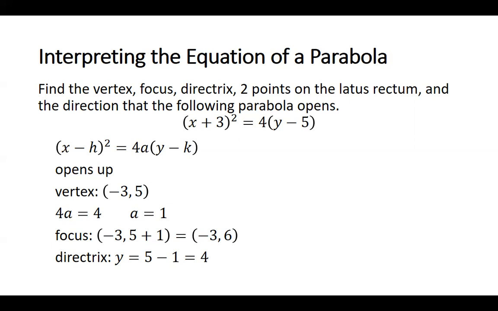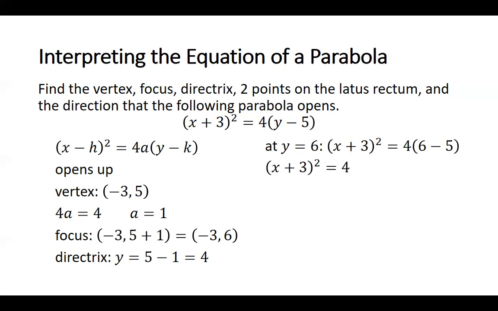for our parabolic equation. If it opens up or down, we plug in the y value of the vertex and find the two x values that solve our parabolic equation. In this case, we are opening up, so we plug in y from the focus, which is 6. When y is equal to 6, we have x plus 3 squared, from our original equation, equal to 4 times 6 minus 5. So x plus 3 squared is equal to 4, because 6 minus 5 is 1, and 4 times 1 is 4.